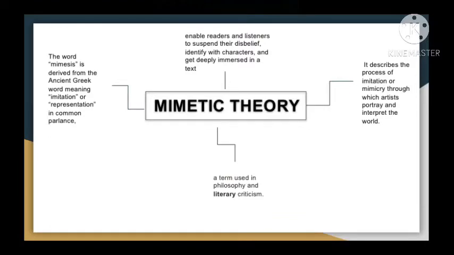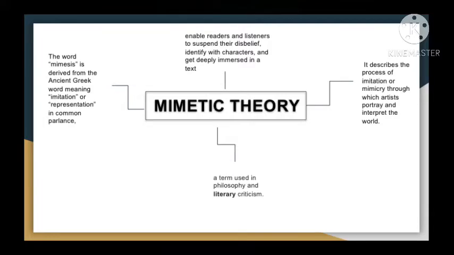Mimetic theory is derived from the ancient Greek word mimesis, which means imitation or representation. So always remember that when you hear the word mimesis, it is an equivalent word for imitation or representation in common parlance. Mimetic theory also describes the process of imitation or mimicry through which artists portray and interpret the world. The artists interpret the world.